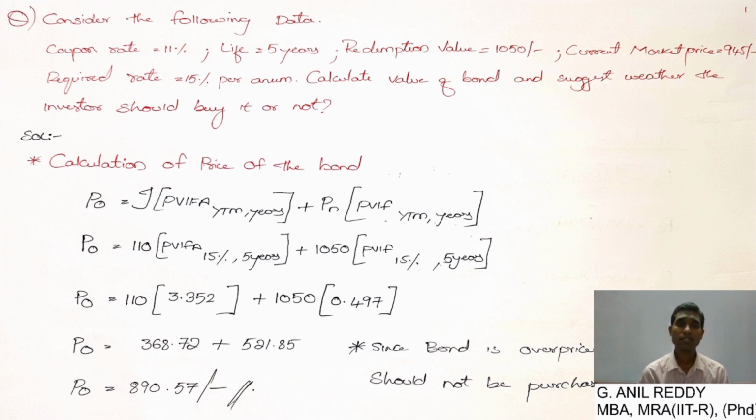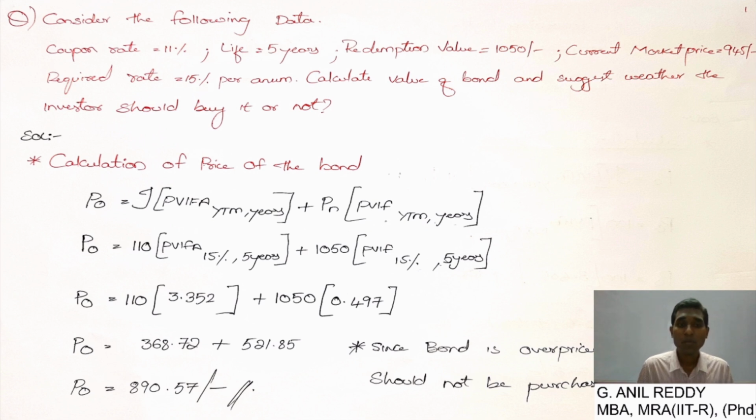The question is something different from the previous session's question. Here you can see the redemption value. In the earlier sessions, we solved a problem where the redemption value was not given and we were assuming the bond was redeemed at par, that is the face value. But here he has clearly mentioned the redemption value, that is 1050. Now let us check out how to do the problem.